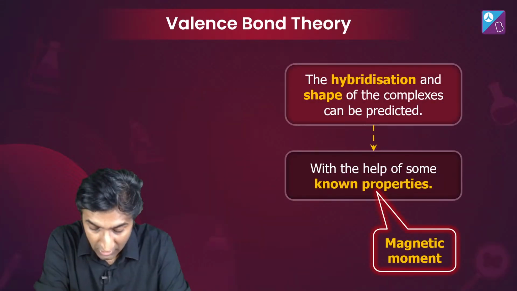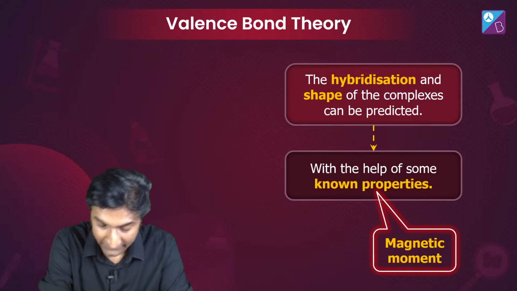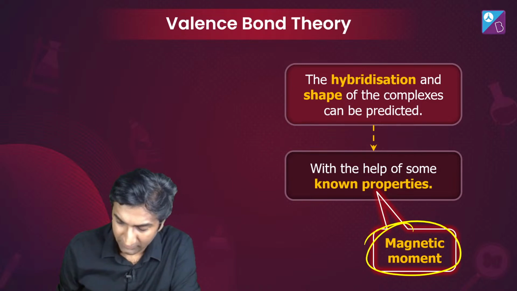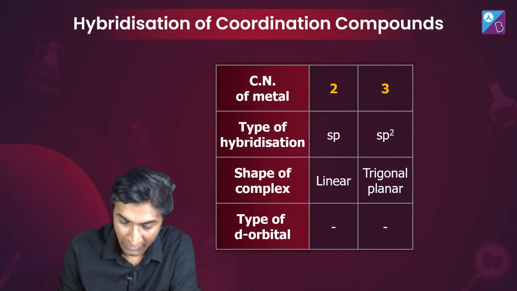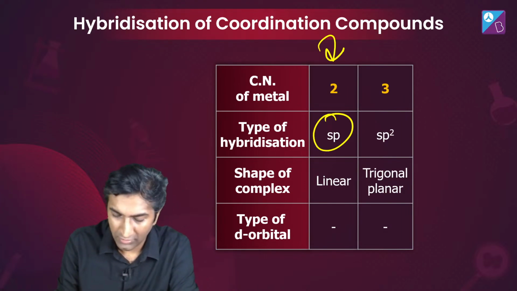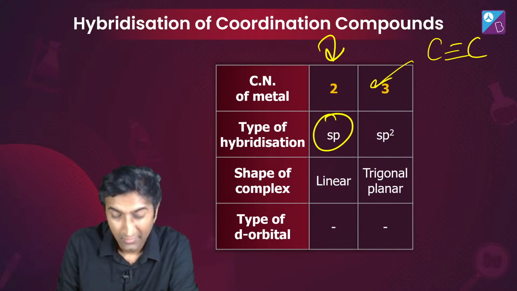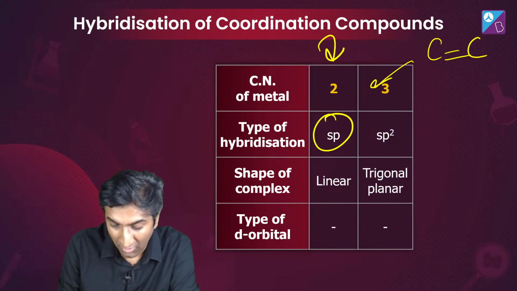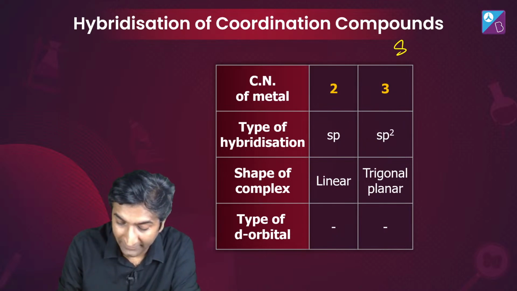ठीक है. So because of this, you can predict the shape of the complexes and get to this magnetic moment वाला idea. So let's look at how it works with different coordination numbers. अगर 2 है तो sp है. Oh, this is very similar to what you do in carbon bonds, right? Triple bond में भी होता है ये. But I'm going to erase this triple bond business because it may confuse you a little bit. For now, we are only forming single bonds.